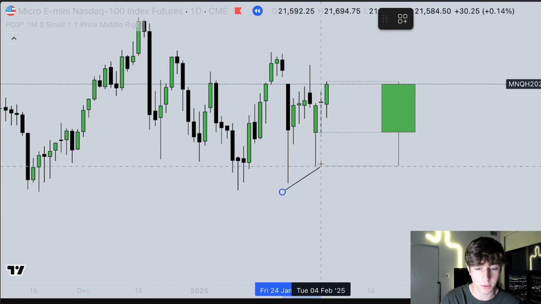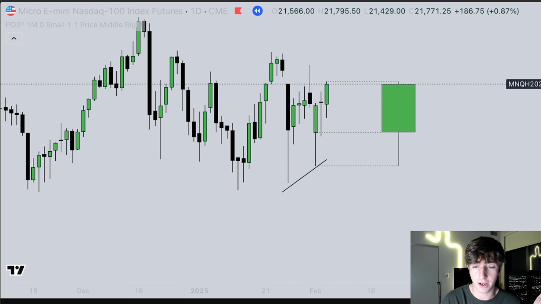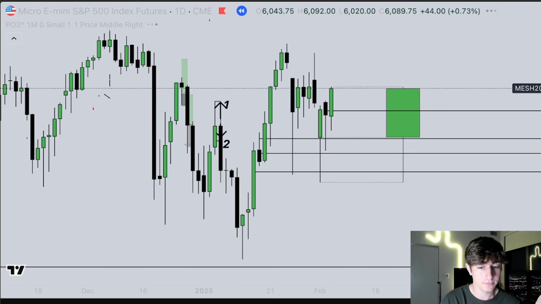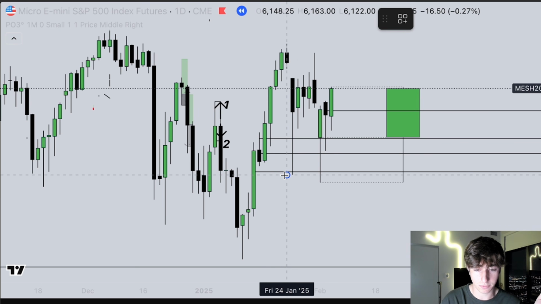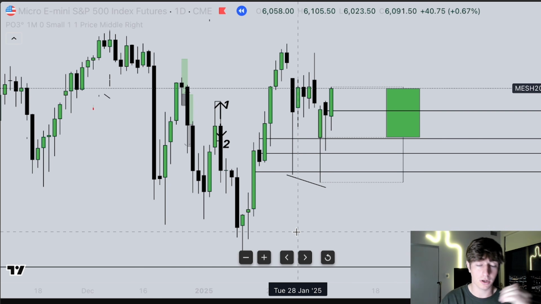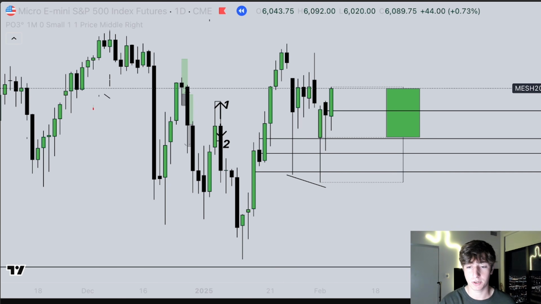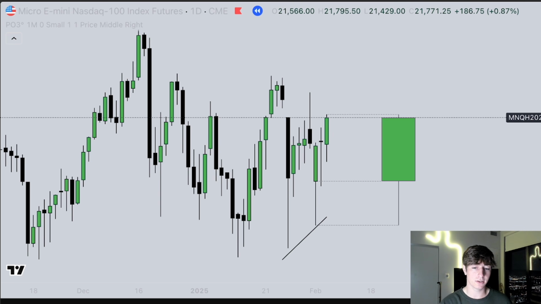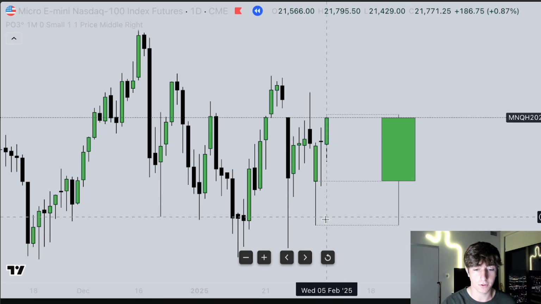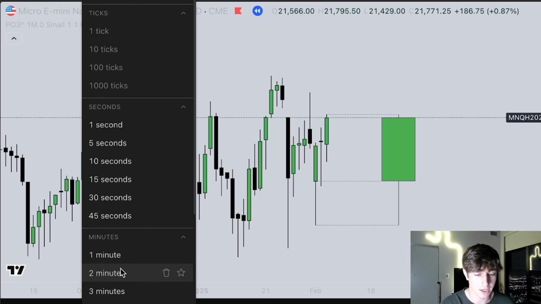Another very important thing bias-wise here was an SMT on the daily time frame. So we have this low put in, and then a clear higher low. ES is the opposite. We put in a low and then a lower low. And obviously, we saw a reaction. That's where the bottom of the month was actually put in. So those two things alone pretty much confirmed my bias is bullish for the day.